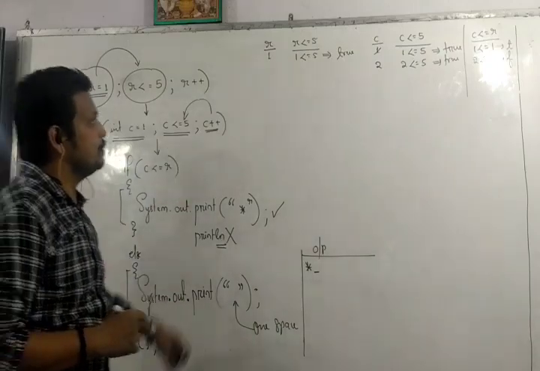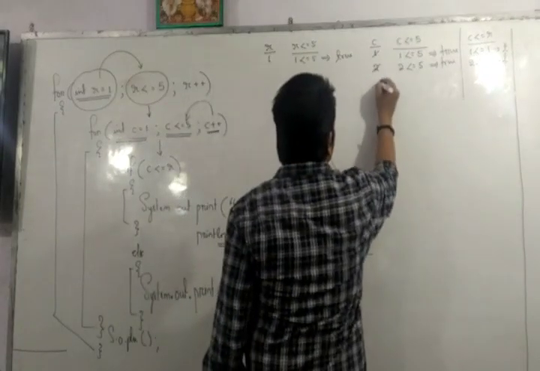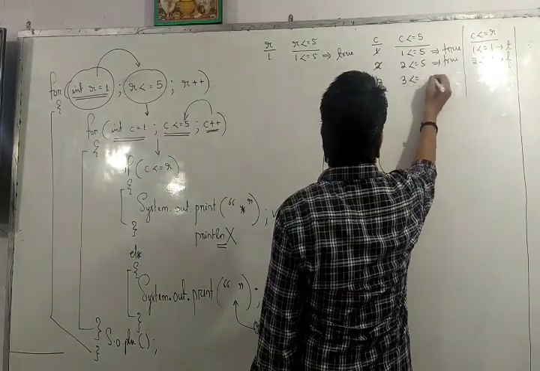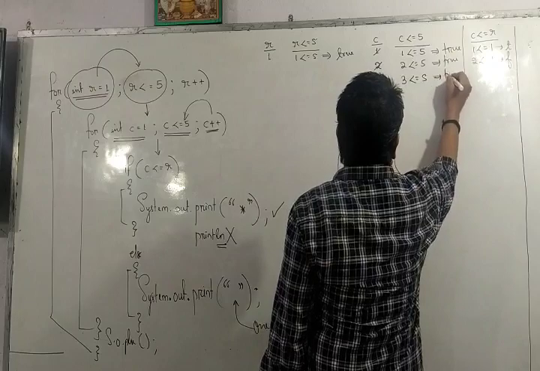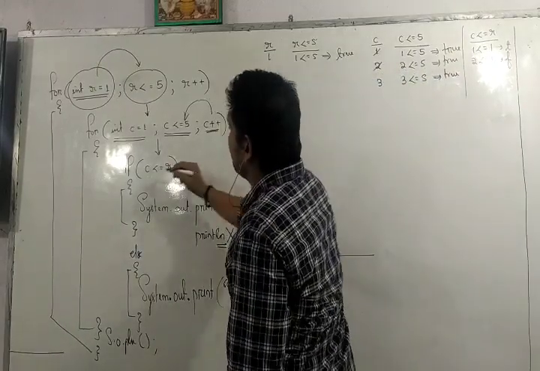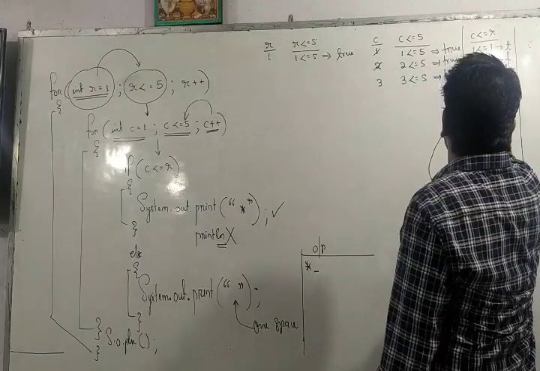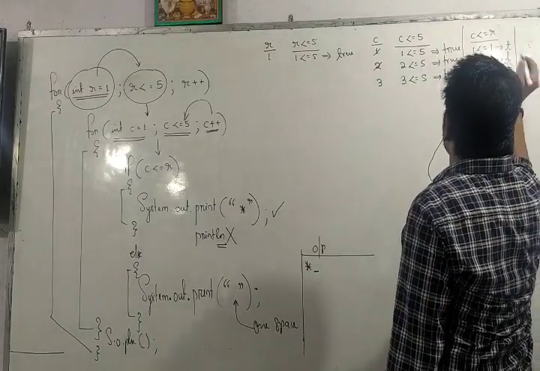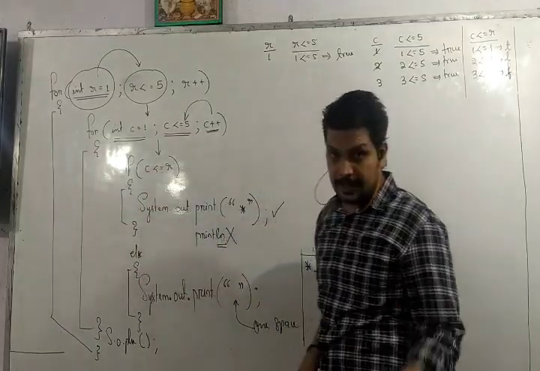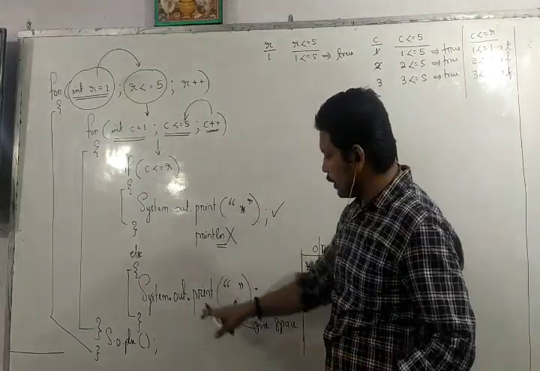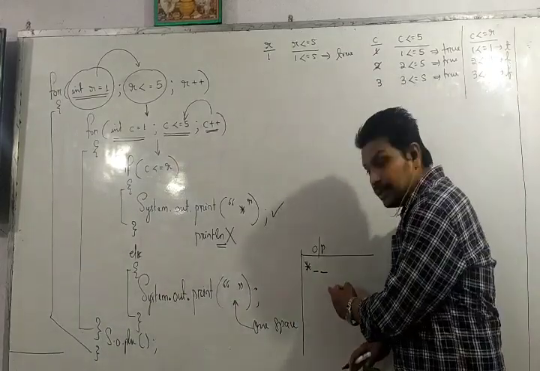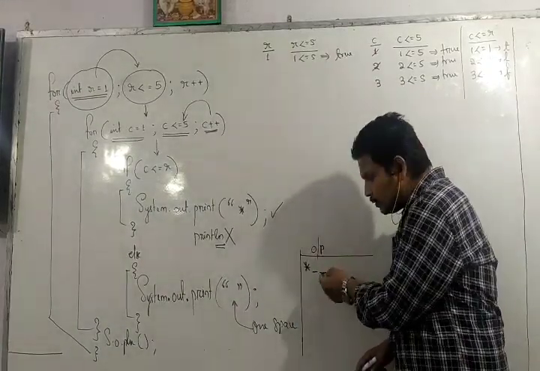Then C++. C++ is 3. 3 less than equal to 5. It is true. If it is true, again it will check C less than equal to R. 3 is less than equal to 1. We will get false. If we are getting false here, the control will go to the else part, yes or no? The control will go to the else part and one space will be printed. Do not consider it as underscore. Assume this is one space.